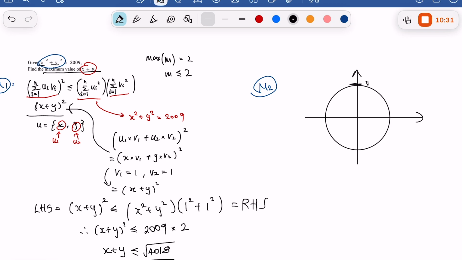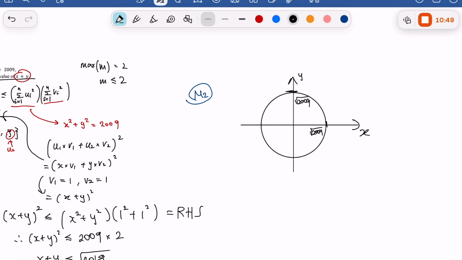And this is a circle with a radius square root 2009. Alright. And we're looking for the maximum value of x plus y. So obviously there are a lot of values that x plus y can take because it's a circle. X and y vary and it wouldn't give you a constant value.